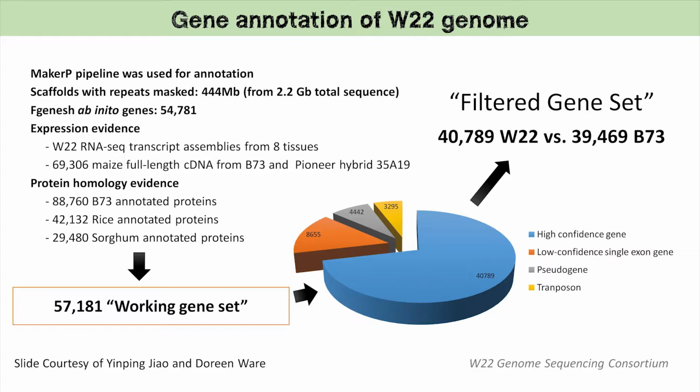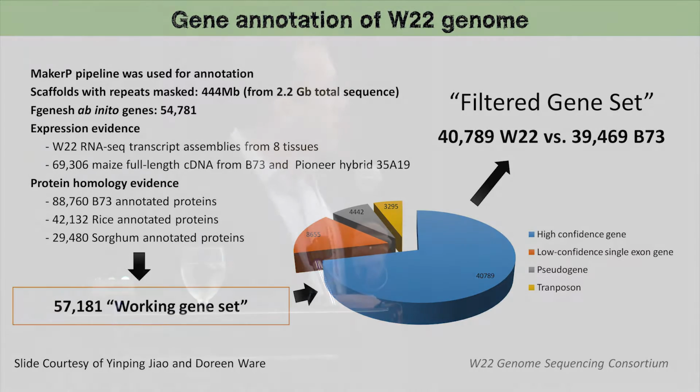She also added some genes from other species to derive what we call a 57,000 working gene set, which is comparable to the working gene set of B73. This was filtered further into a high confidence gene set, and that number is about 40,789 genes, which is very similar to the number derived for B73. So from these metrics, it looks like the quality of the W22 genome is as high, if not higher, than the current B73 genome.